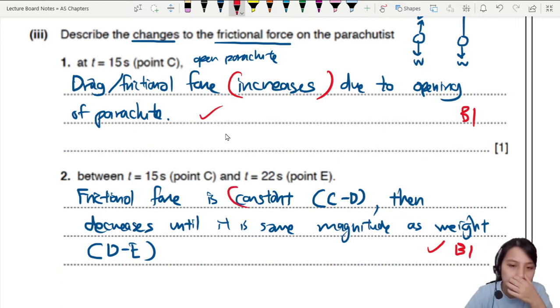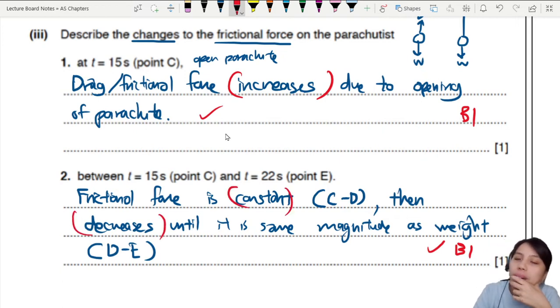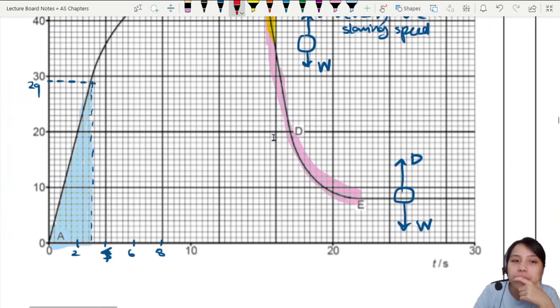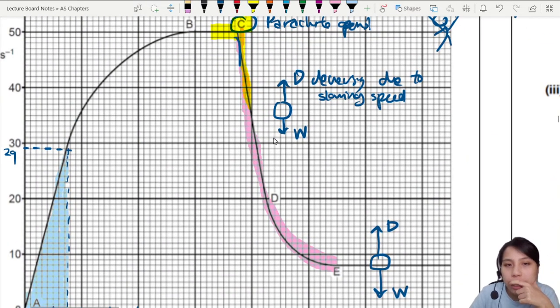So why is there a constant here and then only a decrease? This one is because I look at the shape of the graph. C to D and then D to E. If you look at C to D, it's actually a straight line. So I'm going to highlight C to D first. Here, this is constant gradient, which also means a constant acceleration, which means a constant net force or resultant force. All of this is constant.